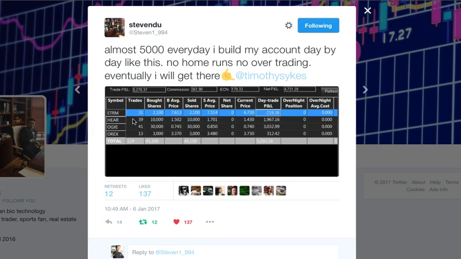The PDT rule, which I think frankly is a good thing, helps newbies not overtrade, not blow themselves up, and it makes you focus on the best trades. You cannot do 124 trades in a day. You can't even do 12 trades. You can't even do 5 trades. So scaling in and scaling out is a luxury afforded to people with big accounts.